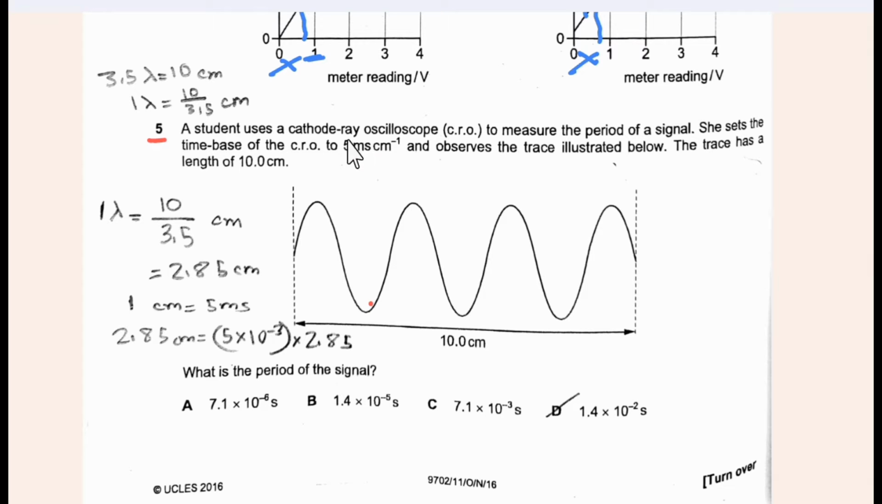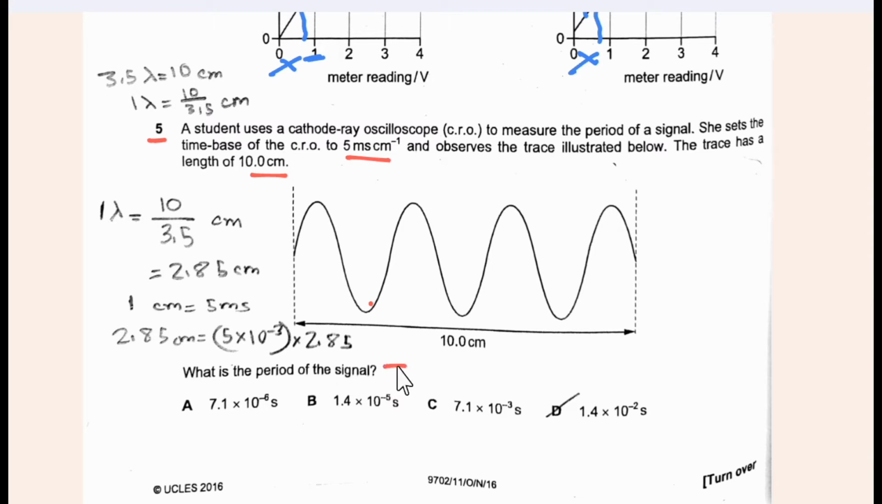A student uses a cathode ray oscilloscope to measure the period of a signal. She sets the time base of the CRO to 5 millisecond per centimeter and observes a trace illustrated below. The trace has a length of 10 centimeter. What is the period of the signal?